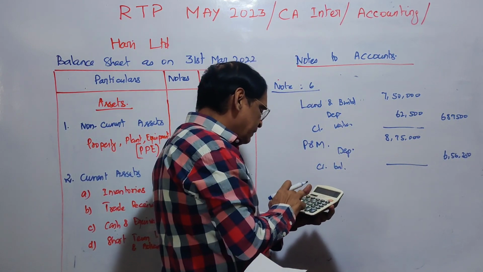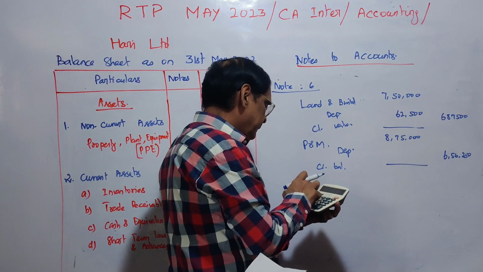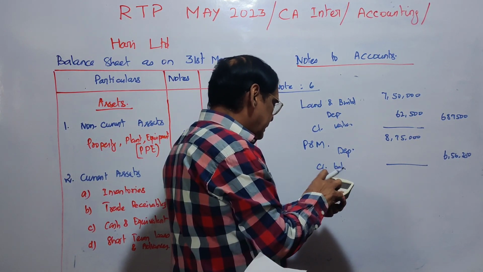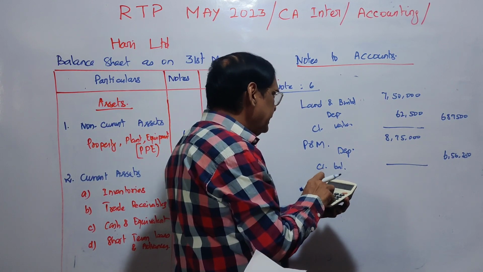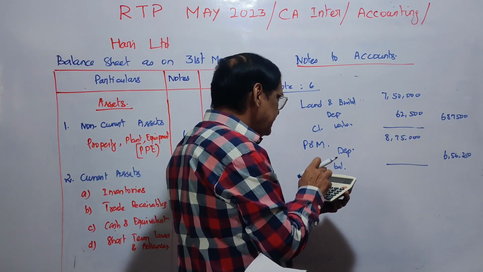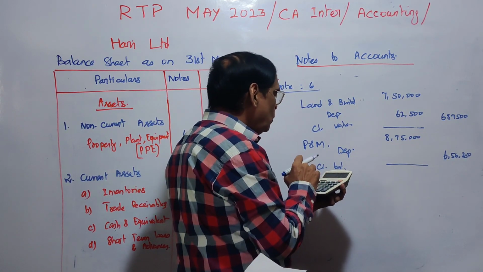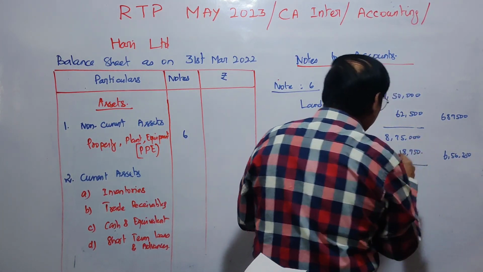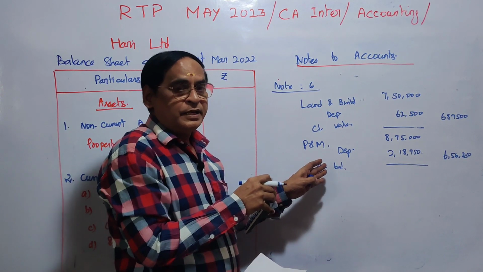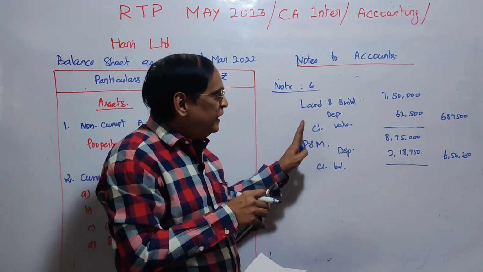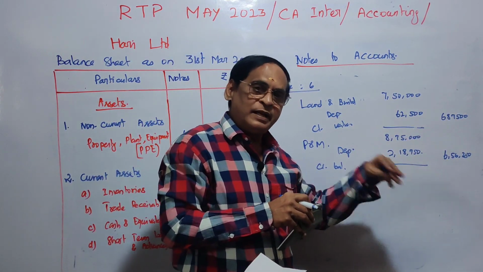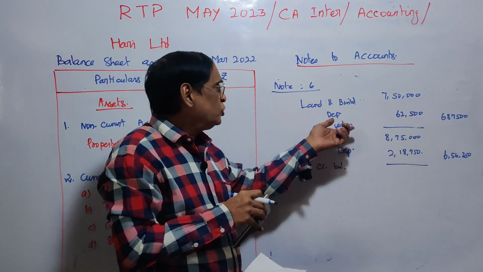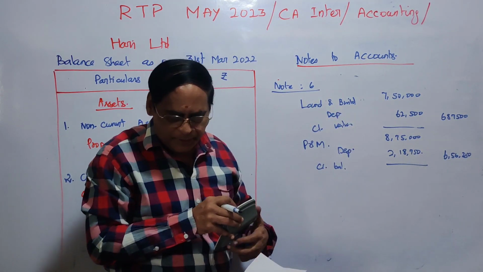So 8,75,000 minus 6,56,250 is 2,18,750. Even if the depreciation is not mentioned, if you are not bifurcating these two and you mention the closing balance, it will be tallied. But as per the rules, we have to mention it clearly. So depreciation must also appear here.